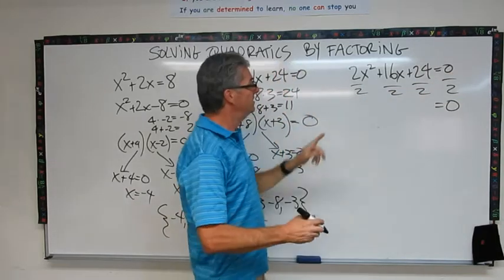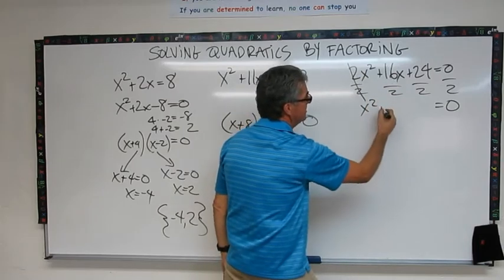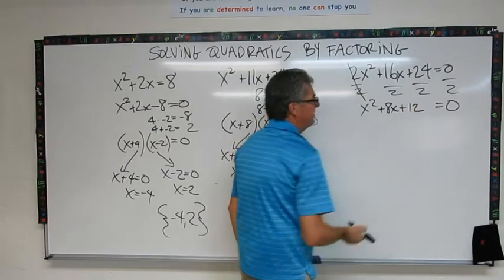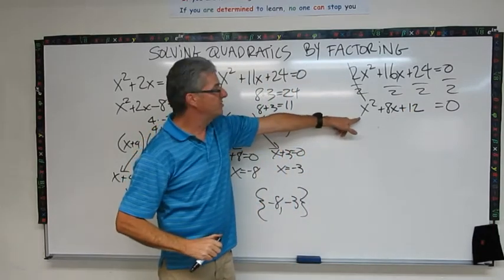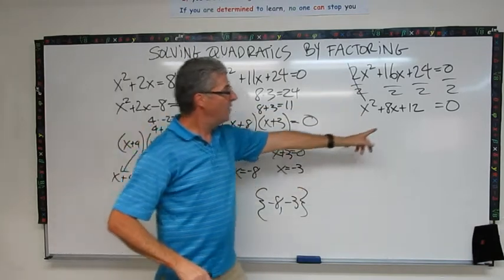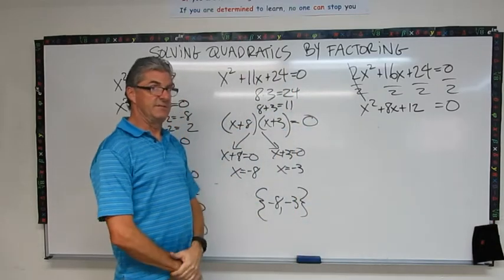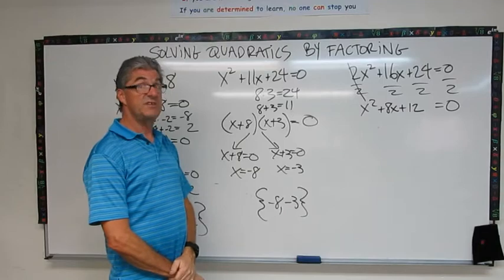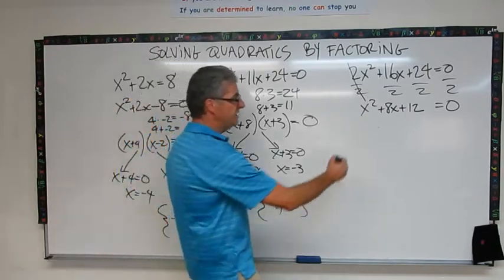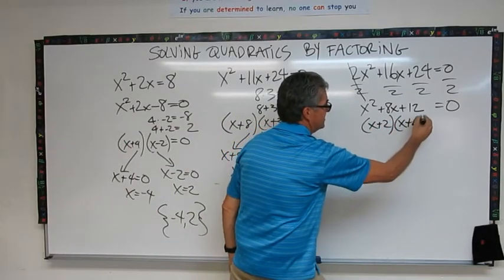That's nice and simple. So now that cancels out, and I have x squared. 16 over 2 is 8x, and 24 over 2 is 12. So that's a much more simple quadratic to factor than that one. So now we need two numbers that multiply to 12 that add up to 8. And what might those numbers be? If you thought 2 and 6, you're right, because 2 times 6 is 12, 2 plus 6 is 8. So that's going to give us x plus 2 times x plus 6.